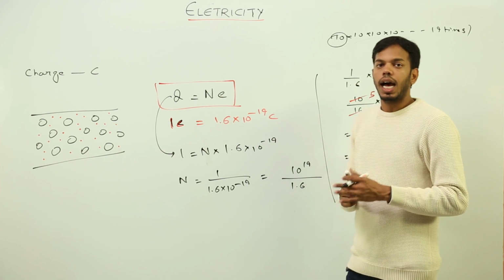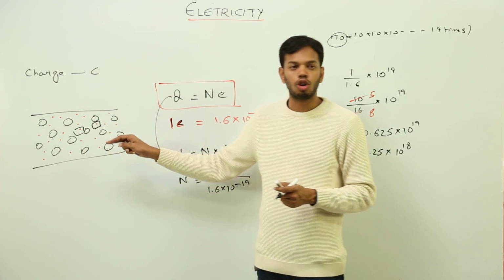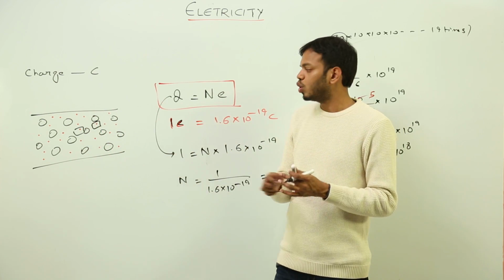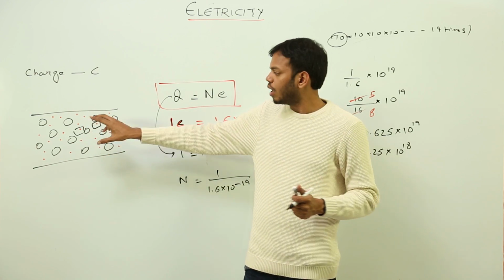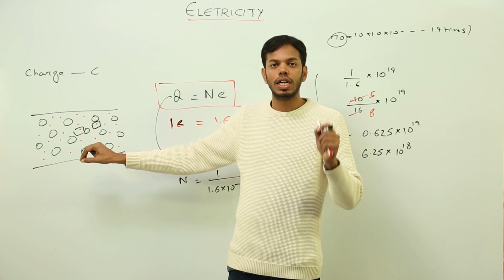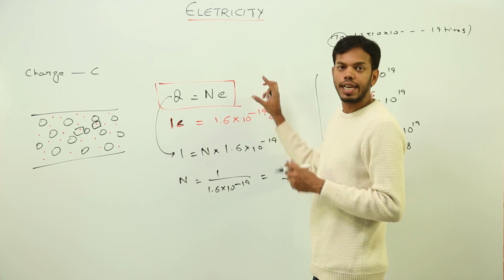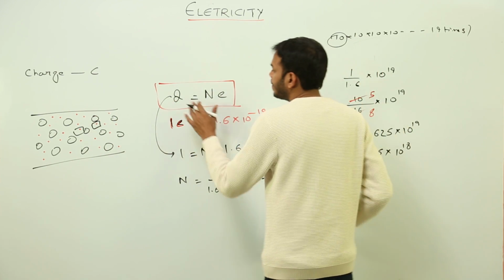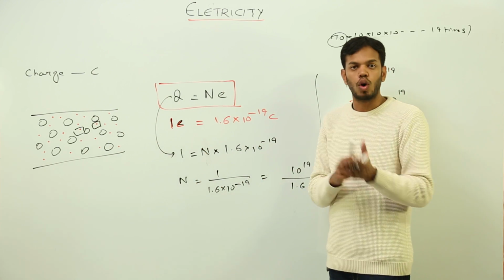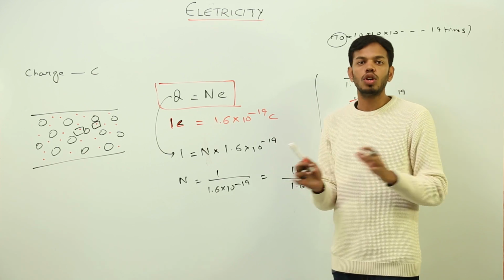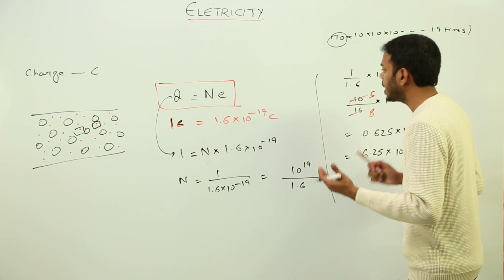Integral multiple means I cannot break this electron and take half of the electron. So the total charge accumulated in any conductor will always be some integer number times the charge on each electron. That is how total charge is made. So total charge on any conductor is an integral multiple of electronic charge. This is called quantization. I would like you not to remember this word because it is not part of your syllabus. I'm just giving you some additional information.